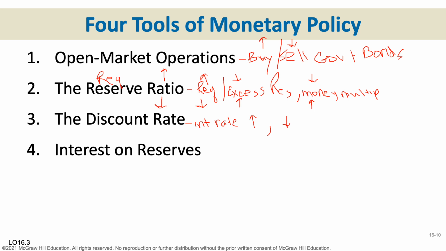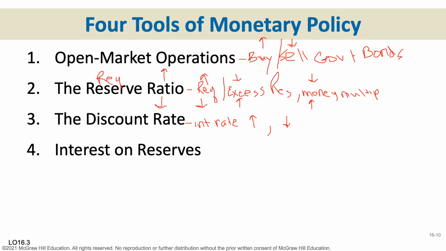Changing the reserve ratio is very powerful, but not frequently used because it is so powerful. When we change the reserve ratio, we change both excess reserves and the money multiplier. So it's kind of, the phrase is killing a gnat with a hammer. It's a very blunt tool. And so when we change the reserve ratio, it would have to be widely needed before the Fed would take such a huge step. I don't think it's changed since 1992.